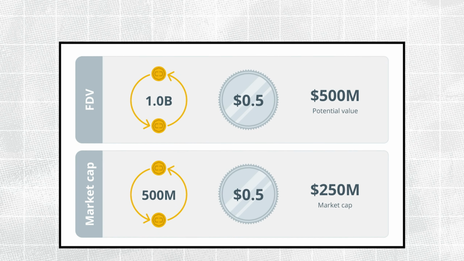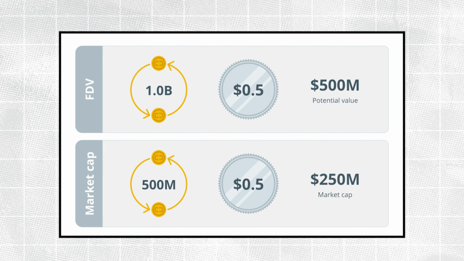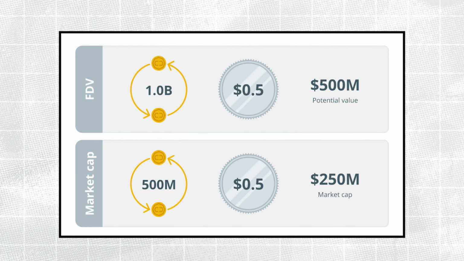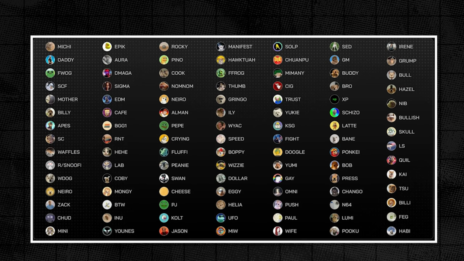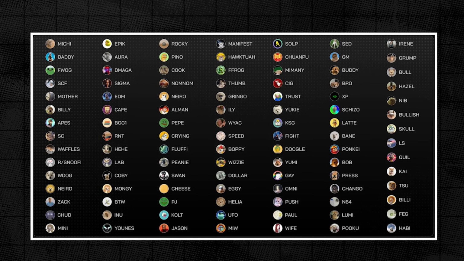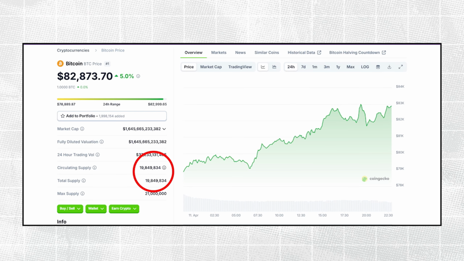FDV, or fully diluted value, is how much the token is worth if all of the supply was on the market. Market cap is just the circulating supply's value. With pump fun tokens, obviously 100% of the supply is on the market, so that market cap is equal to the fully diluted value. But in those examples above, even Bitcoin, for example, its market cap is not one-to-one with its fully diluted value.